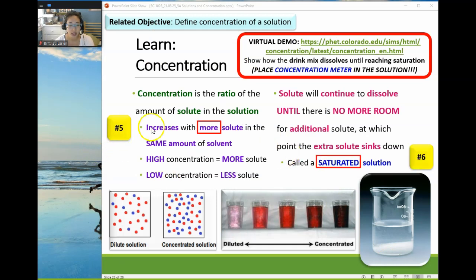All right, that's going to be the answers to number 5 and number 6. So again, concentration increases with more solute. Fill in the blank with the word more over here. And then number 6, once you have so much that no more can dissolve, that is called a saturated solution. Capitalization does not matter, but spelling does. Pause the video, continue playing when you're ready.